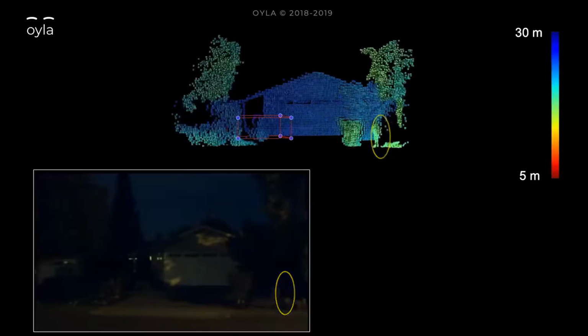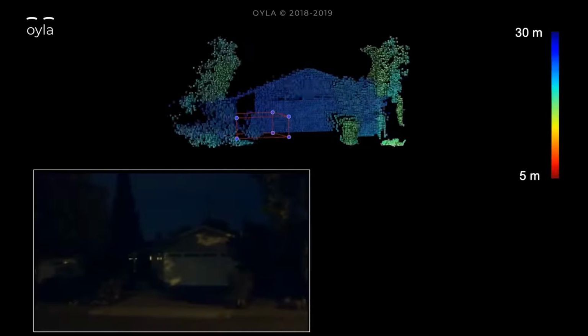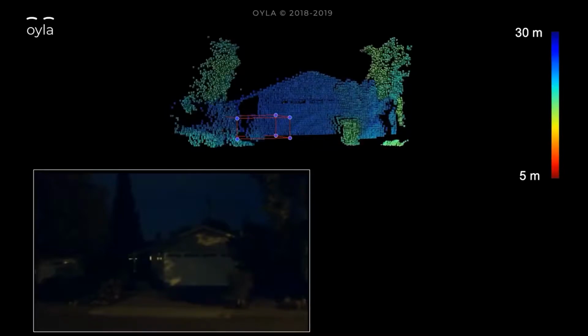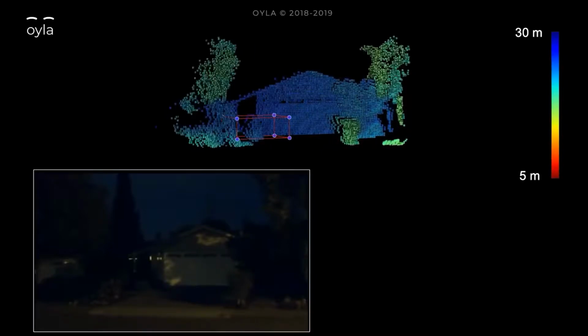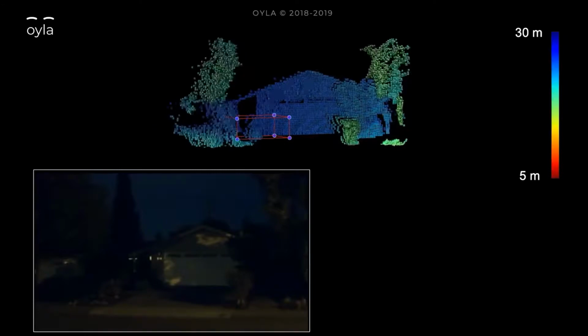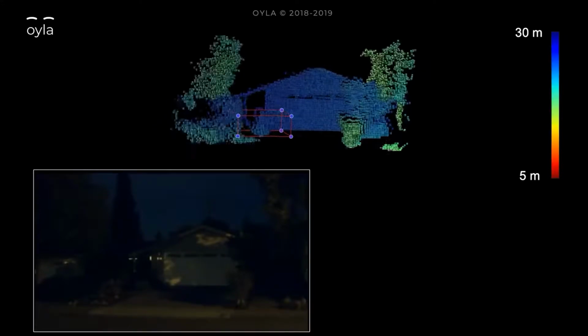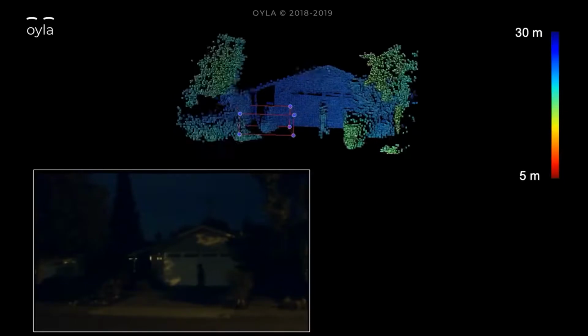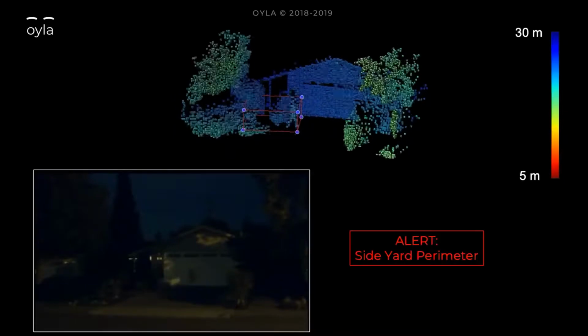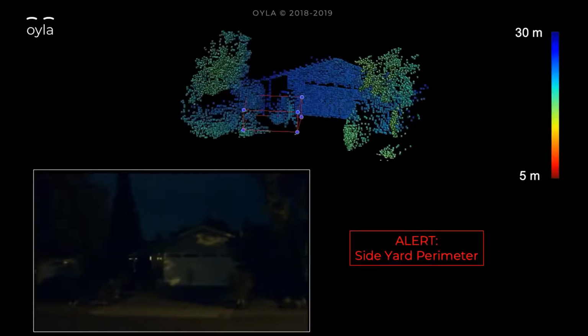And again, it's aligned with the 3D and the RGB. You can't see pretty much anything with RGB. There they are on the side. These are all founders trying to break into their own homes. And there they are. They're in the alert zone.